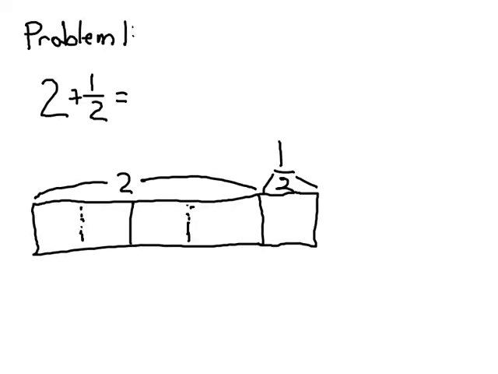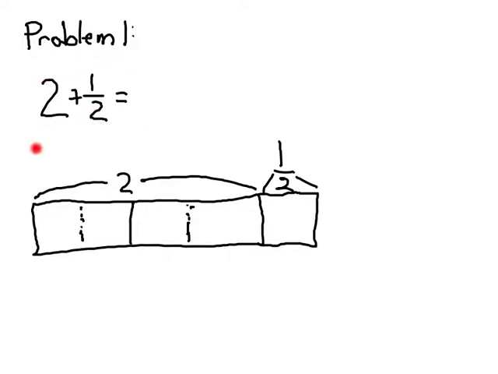Alright, this is our problem 1. What I would like you to do is pause the video and draw this out on your whiteboard, and then continue to work the problem with me. And let's assume that you have it written out. Let's look at our problem. We're taking the whole number 2 and we're adding a half to it.